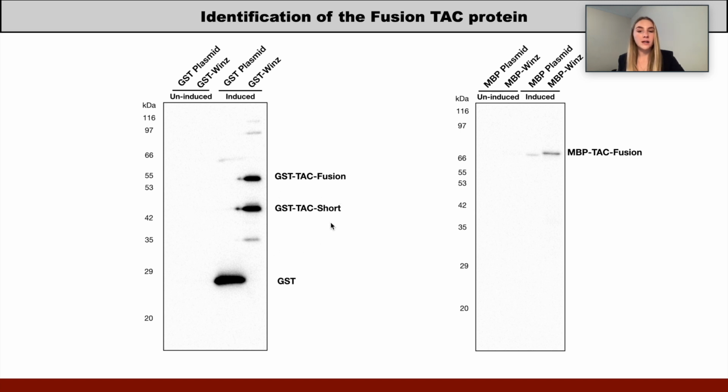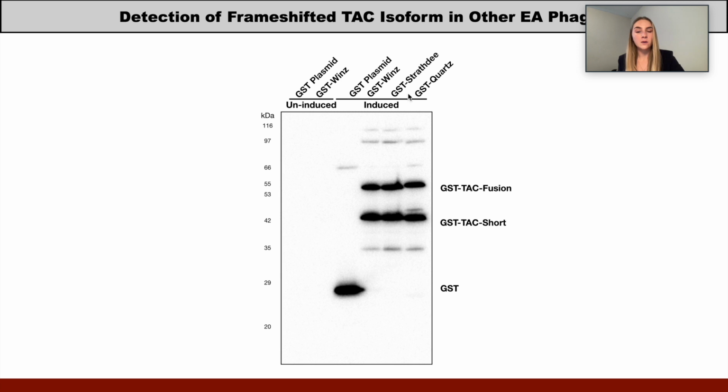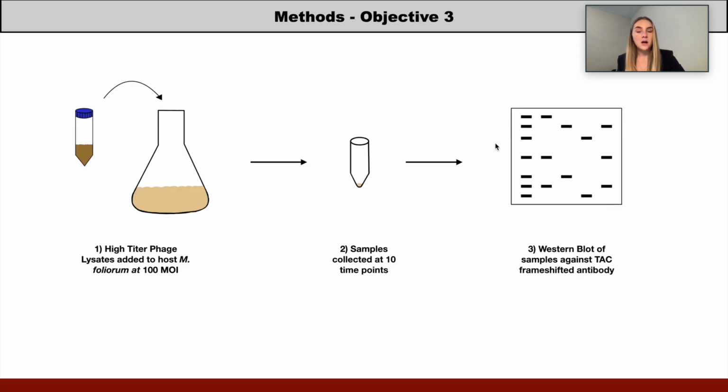However, to be more confident in our results, we wanted to construct a different plasmid with a different tag so that we could only see the frameshifted protein. So here we used an MBP tagged fusion isoform, and as you can see, only one band is being detected, so we're more confident in our results that the frameshifted protein is apparent. We also carried out the same experiments with our Strathy and Quartz constructions, and you can see the same results are present. This led to our third objective, which was to see when the tail assembly chaperones were produced when an infection occurred with its host bacteria in vivo.